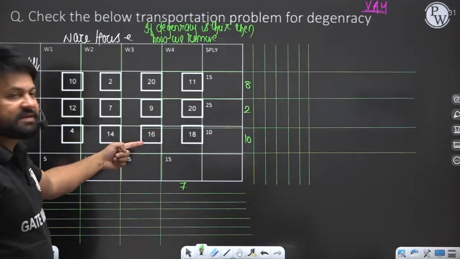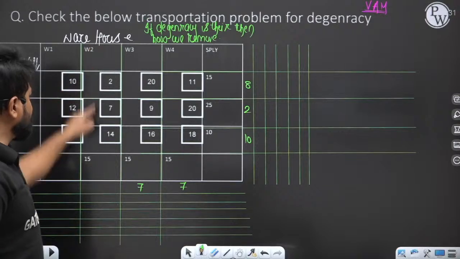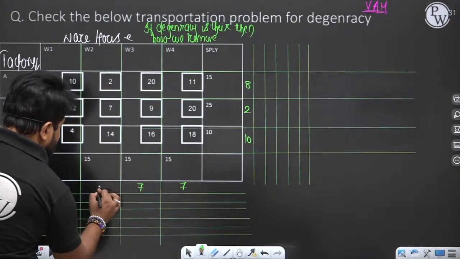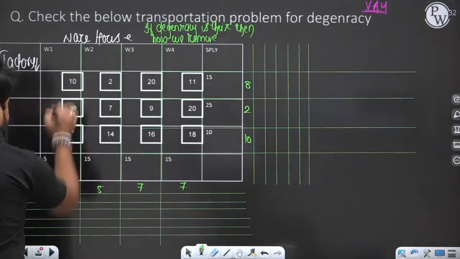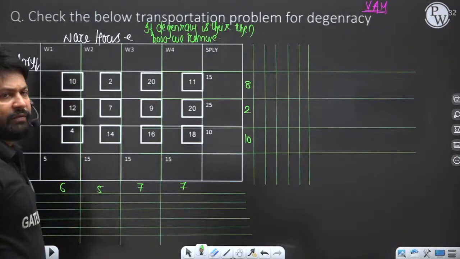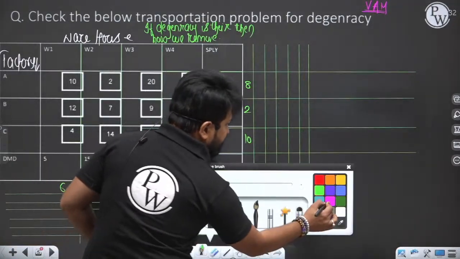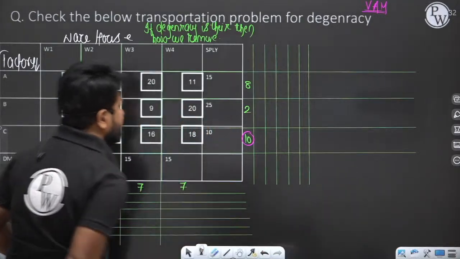For this column, the minimum is 9. Next is 16. So 16 minus 9 is 7. For this column, 2, next is 7. 7 minus 2 is 5. For this column, the minimum is 4. Next is 10. So 10 minus 4 is 6. You have to select the maximum penalty. That is 10.